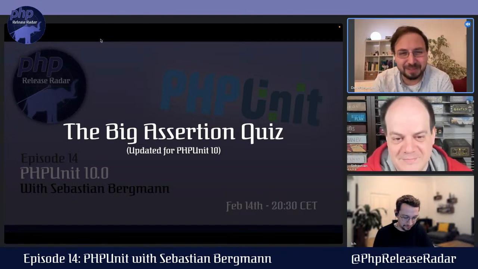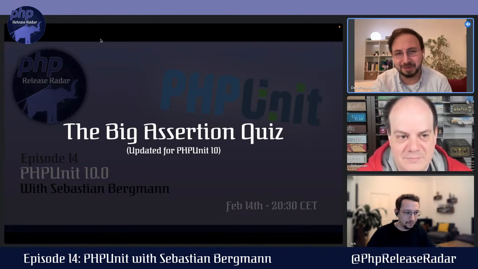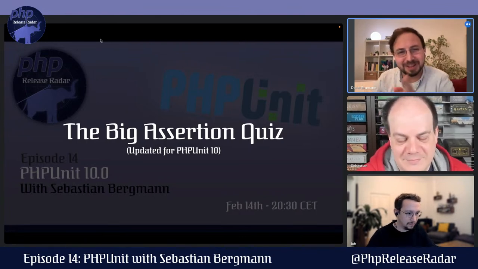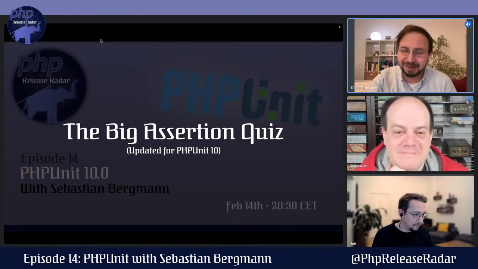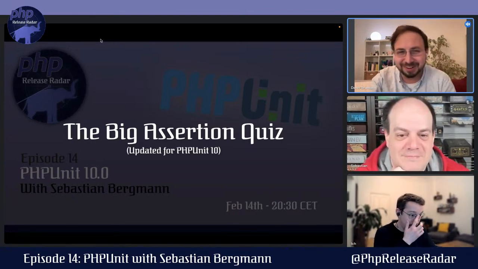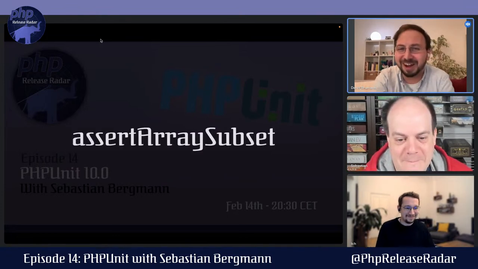So these are some of the assertions. Some exist, some do not, some do not anymore. So that's why I said updated for PHPUnit 10. And to be fair, there are like hundreds of them. So we see if you know them. Do you know if assert none does exist? I do not. I do not know whether that exists or not. It actually does. I remember last time when we looked it up, I didn't know either.